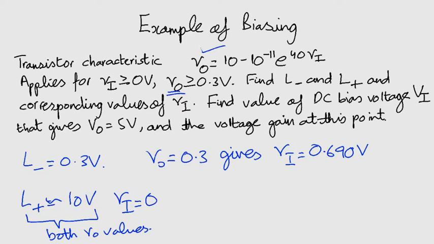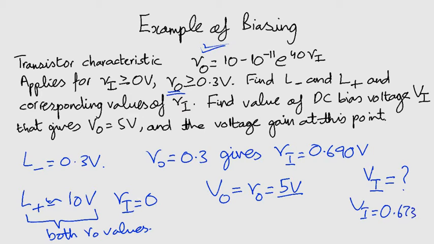Now, next part of the question. It asks us to find the Q point or the DC bias point Vi. To do this, we put V0, the DC output voltage, equal to the instantaneous V0, that is 5 volts. Putting this value into this equation gives us Vi equals 0.673 volts.